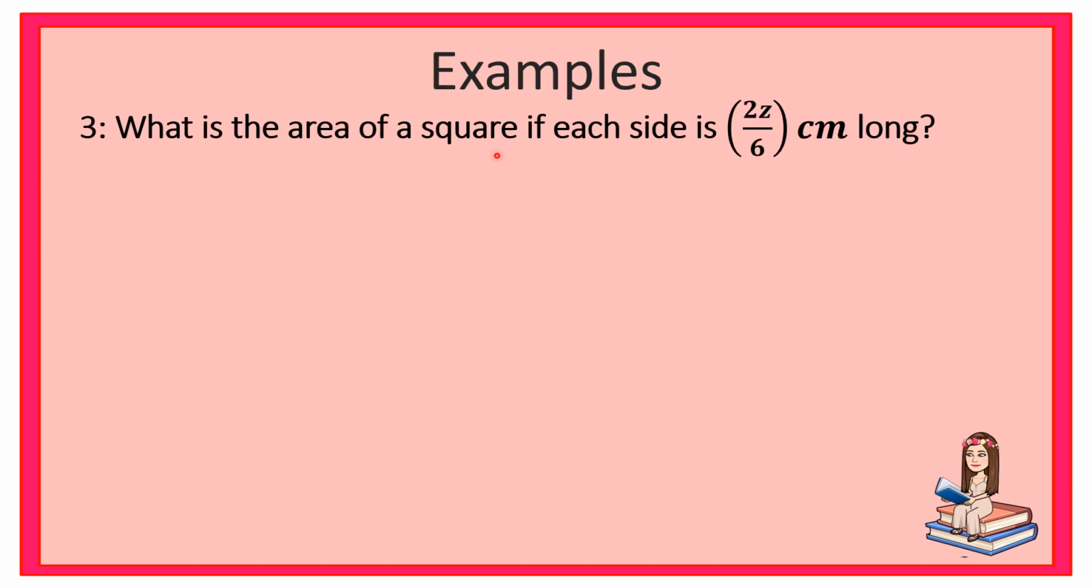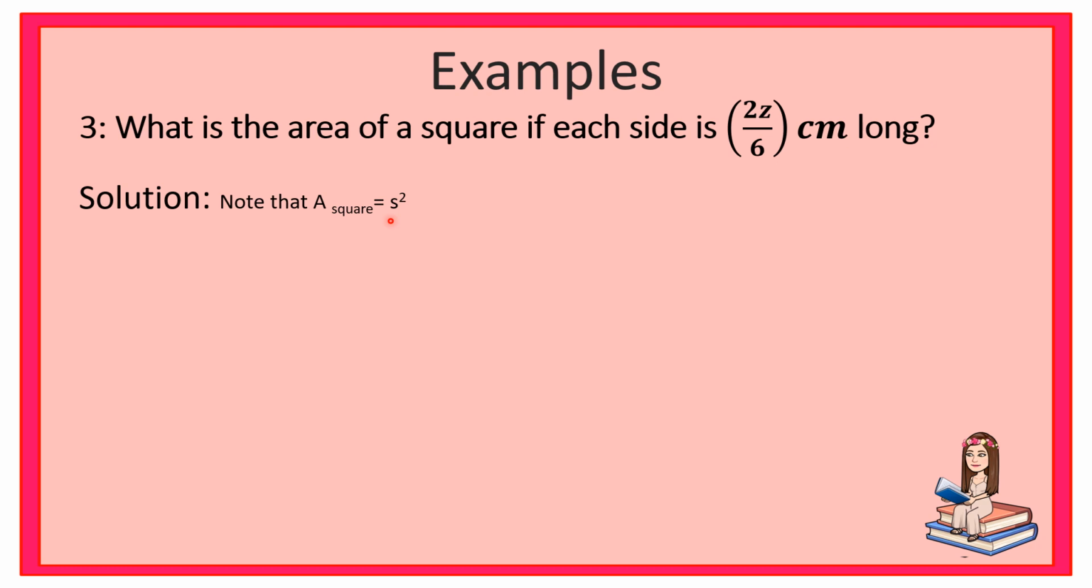What is the area of a square if each side is 2z over 6 cm long? Ito na naman tayo. We are dealing with an area, but this time square. On our previous videos, we are dealing with area of the rectangle. Pag area ng rectangle, we know that it is length times width. Pero pag area ng square, going back to elementary days, area is equal to the side squared. Parang length times width din siya. Pero dahil yung square ay parehas ang length at parehas ang width, kaya s squared na lang.